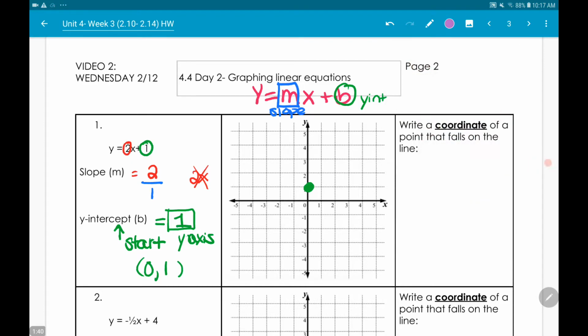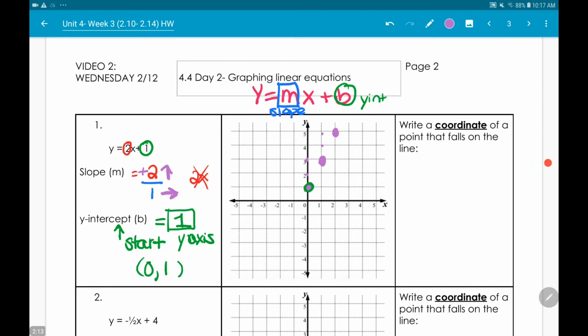Now my slope is the next important thing. My slope tells me the direction that the line moves. So I always am going to go right as my bottom number. The top number, though, depending if it's positive or negative, tells me if the line goes up or down. So this is a positive slope, so that means my line goes up. So from my green spot, I'm going to go up 2 spaces to the right 1 space, and that's going to be my new point. Up 1.